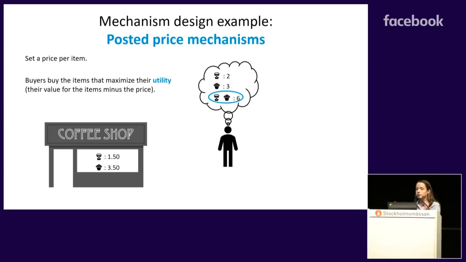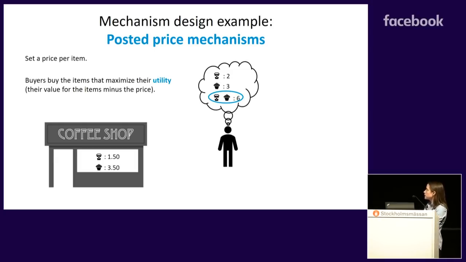So I'm going to go through a couple examples of some classic mechanisms, starting off with posted price mechanisms. And these are going to sound very familiar because we interact with them every day. In this mechanism, the mechanism designer sets a price per item. So maybe we set the price of the coffee to be $1.50, the price of the muffin to be $3.50. And the buyers are going to buy the bundle of items that maximize their utility. And utility is defined to be their value for the items minus the price of the items.